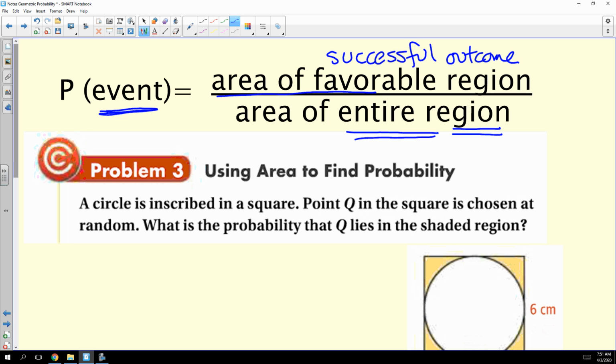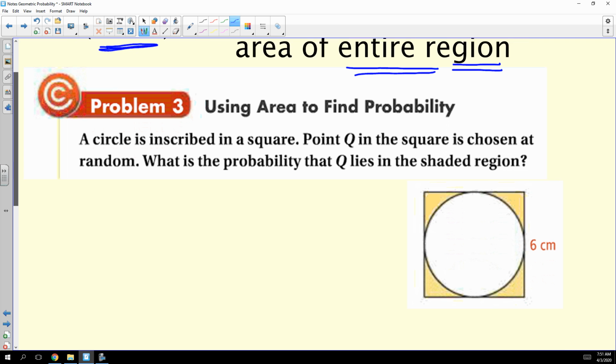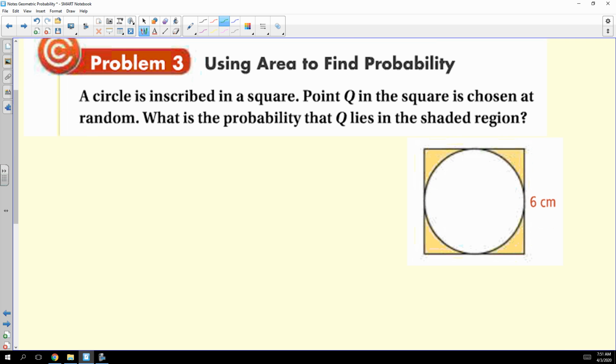We have a circle inscribed in a square. Point Q in the square is chosen at random. What's the probability that Q lies in the shaded region? So the shaded region is all in this space. That's what we're looking for. What's the probability that it lies in this shaded space right here? All right, so let's express what that looks like.